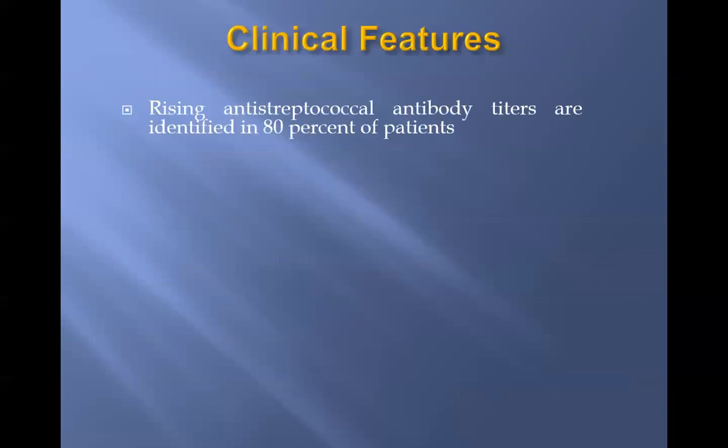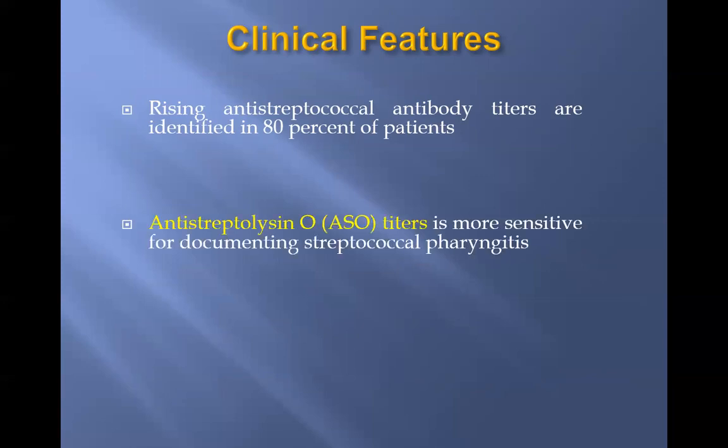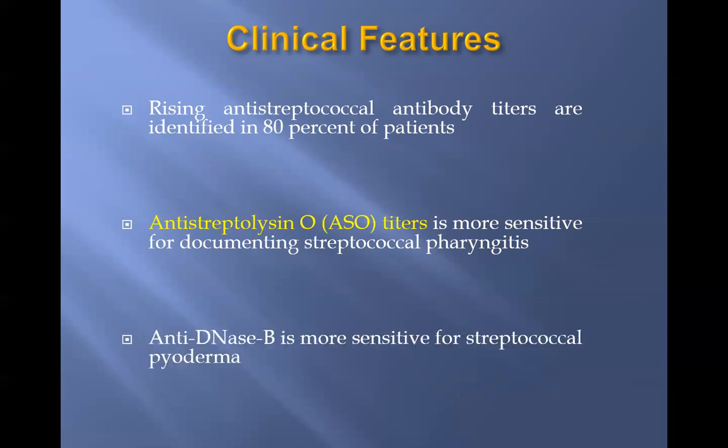Clinically, rising streptococcal antibody titers are identified in 80% of patients, especially ASO titer, which is seen in streptococcal pharyngitis. And if the patient has pyoderma, then you have anti-DNase B antibodies present. So either you have skin disease or pharyngitis. By this streptococcus, they can develop this entity.